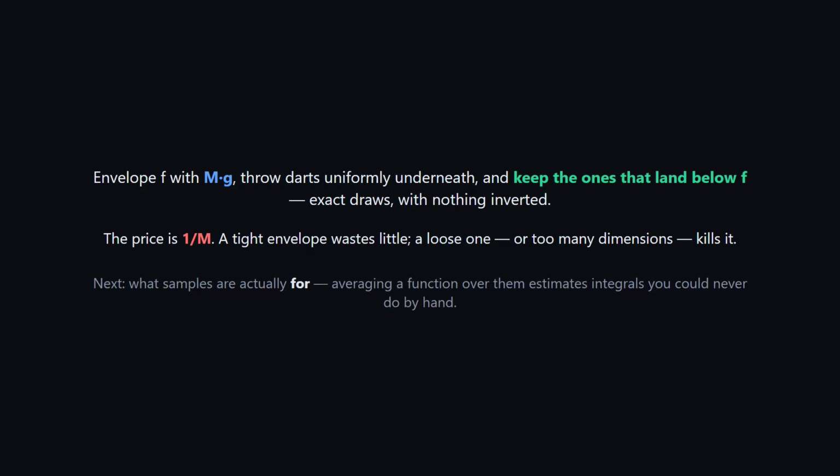You can now generate samples from essentially anything. Next, what they are actually for. Averaging a function over your samples estimates an integral you could never do by hand. Monte Carlo integration.